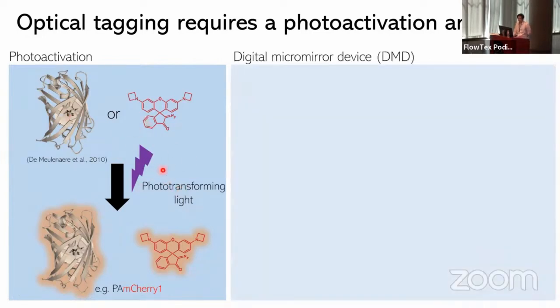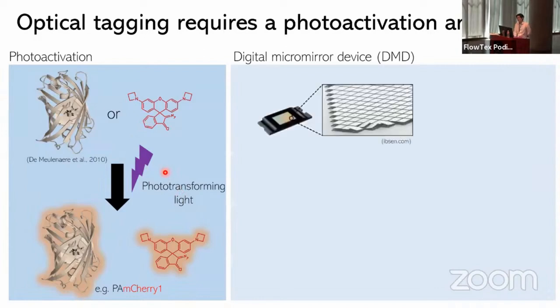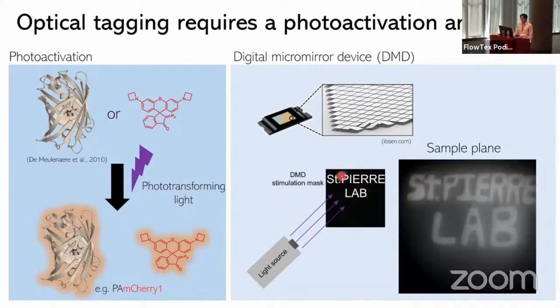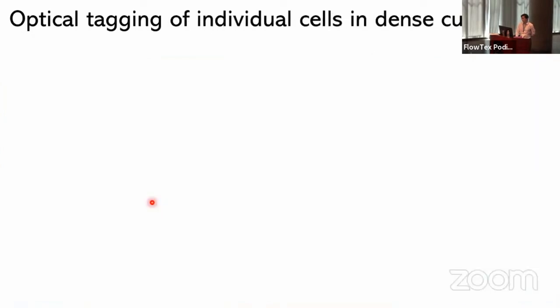To restrict this phototransforming light to a very specific region of your sample, we use a digital micromirror device, or a DMD. Basically, it's an array of micromirrors that can twist and turn. You define a stimulation mask at the software level, and once you shine light, the pattern you defined on the mask shows up on the sample plane like this. In the experiment, we use the DMD to restrict the light onto the region where you see an interesting cell, to activate these reagents only on those cells.